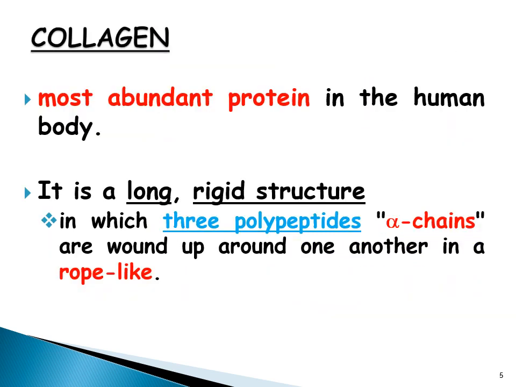As we have discussed, collagen is the most abundant protein in the human body. It is a long rigid structure having three polypeptide chains, that is alpha chains, and they are wound around one another in a rope-like manner. Because of this structure, it provides tensile strength to the supporting tissues.